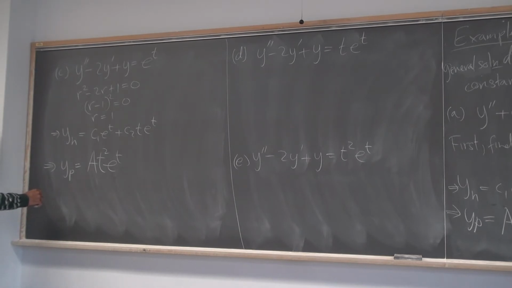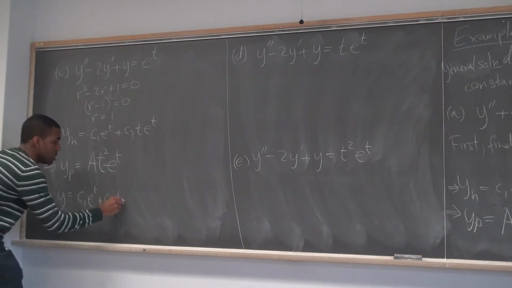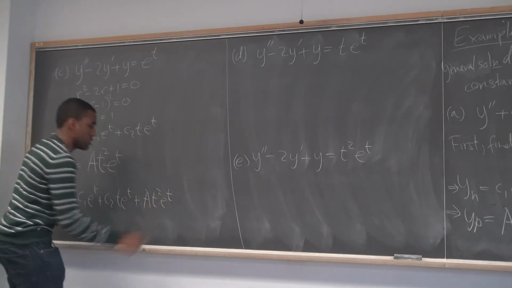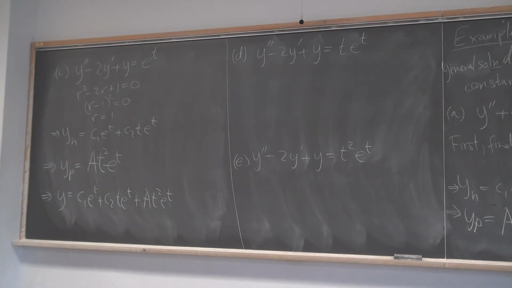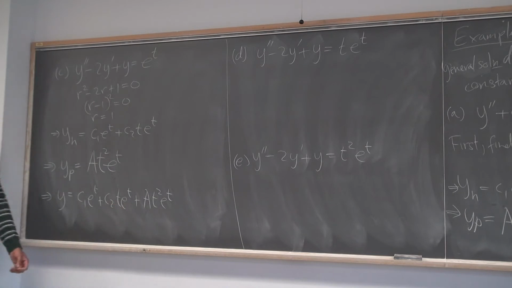So in this case, your y would be c1 e to the t plus c2 t e to the t plus a t squared e to the t. And there's going to be a method of how we're going to find what that a has to be.